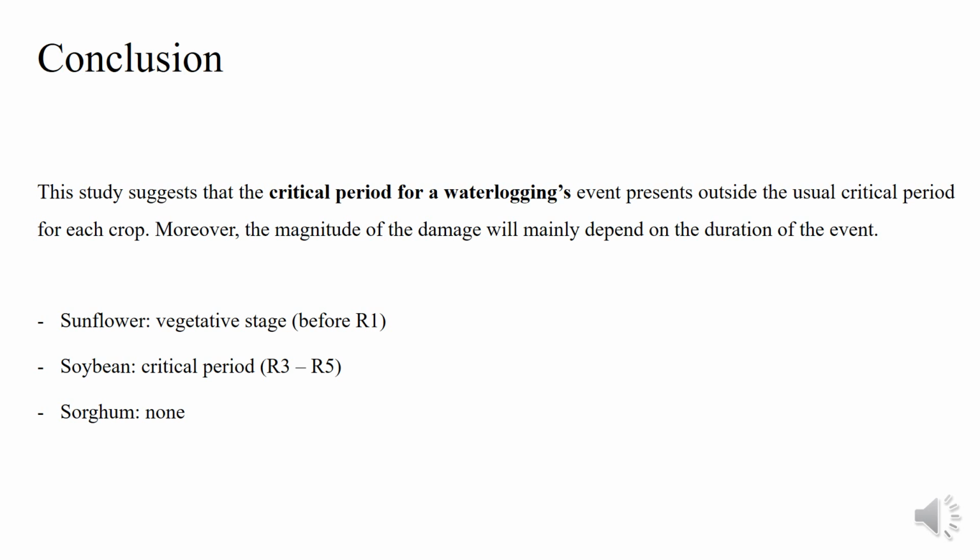In soybean, on the other hand, we found that the normal critical period turns out to be the one with more damage for this crop, which means it is the same period as for other stresses. And in sorghum, we didn't find any change or any damage in this crop for waterlogging of 10 days of duration or less at any moment. So we didn't find evidence in sorghum that this period of waterlogging makes any change in this crop.